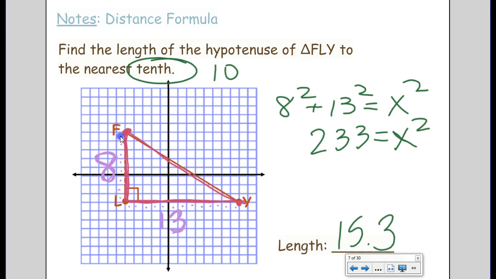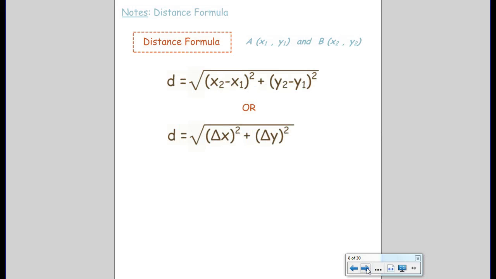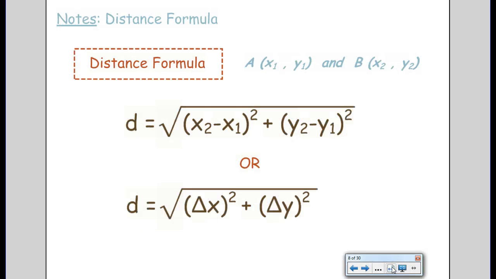It's 15.3. So, by the way, we love when they ask us to find distance on a coordinate plane. We love that. But sometimes they're not going to ask us to find distance on a coordinate plane. When they don't give us a graph, we're going to have to use this distance formula. I'll give you some time to write it down. I don't like that. I know. It's crowded. It's a lot of stuff. But I'll break it down for you.